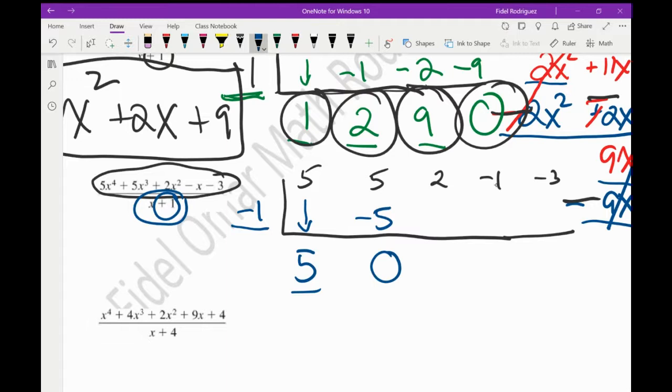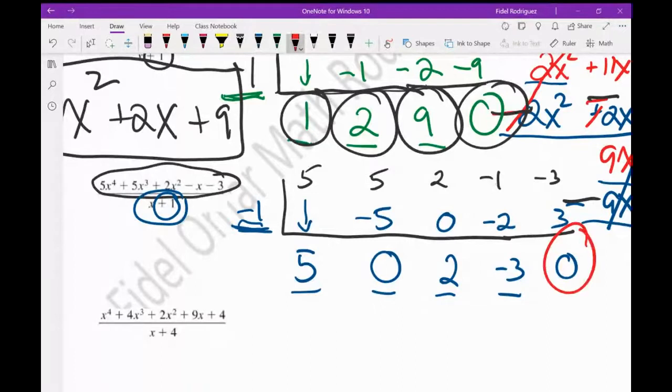That's a 0. We're going to multiply again. -1 times 0, still 0. Add them together. That gives me a 2. Okay. -1 times 2 is a -2. We're going to add those numbers together. -3. And again, we're going to multiply one more time. -1 times -3 is a +3. We're going to add them together. That's 0. Y'all, the last number is always telling me my remainder. We don't have a remainder here, okay?